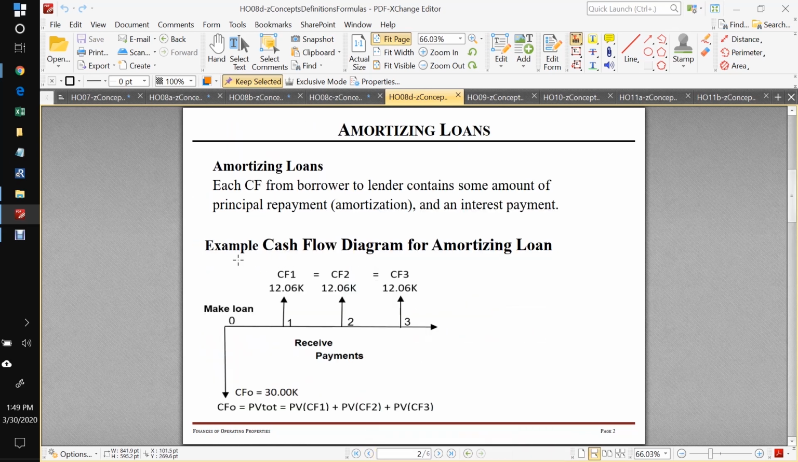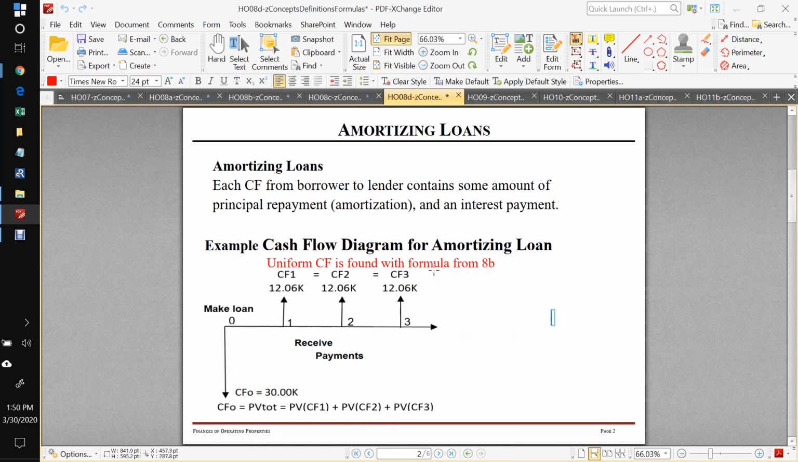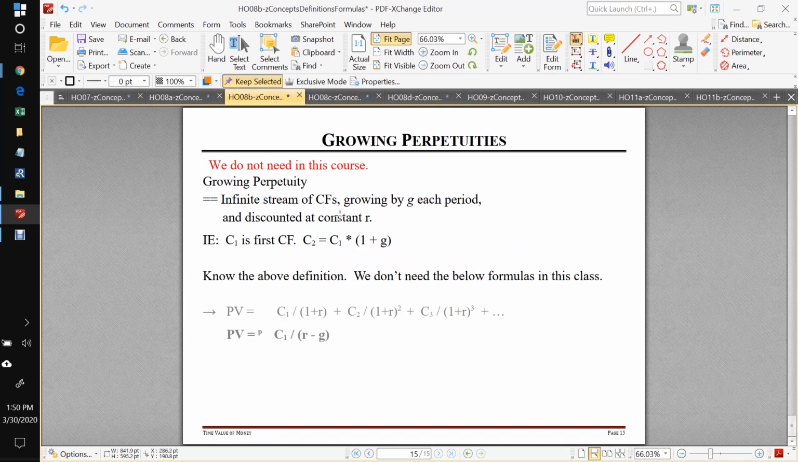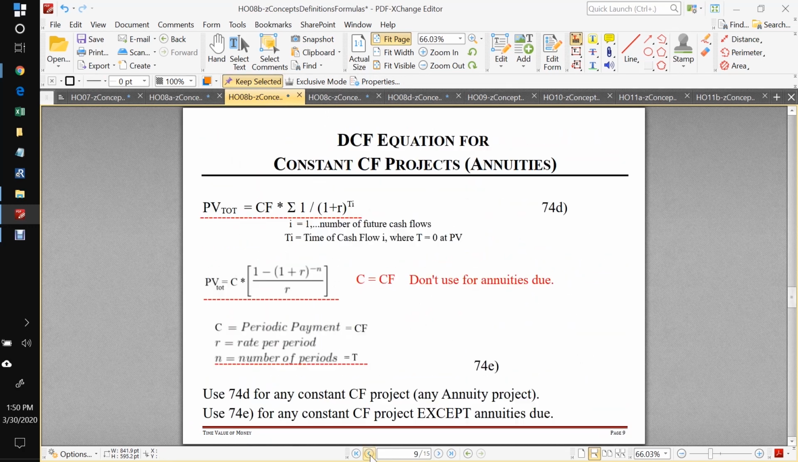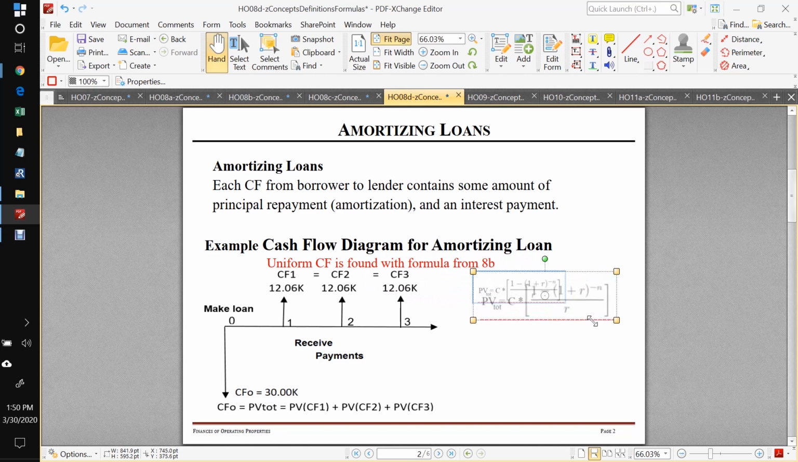And the key thing to remember here is uniform cash flow is still going to be found with our formulas from 8b. Nothing changes here. So let me just go back to 8b for a second and find our formula for this. So even though we're looking at how this loan amortizes, we get the uniform payment, the relationship between the uniform payment and the CF0 or the PV total, the same way we always have. Nothing changes there. So if you're given a problem like this and you need to start with what's the uniform payment, just go back and use our uniform payment formula for that.